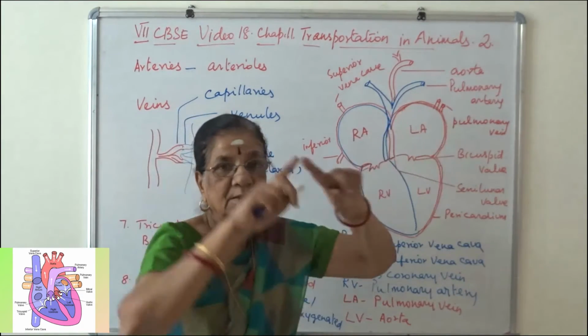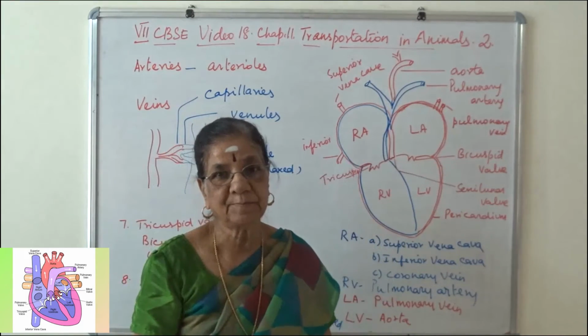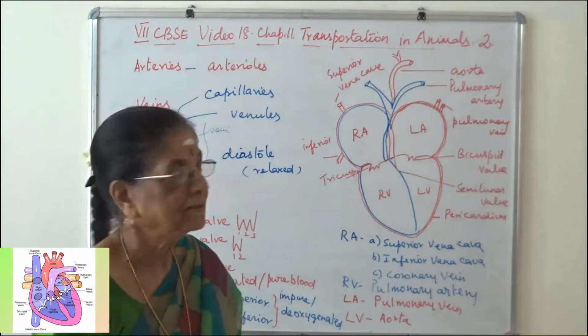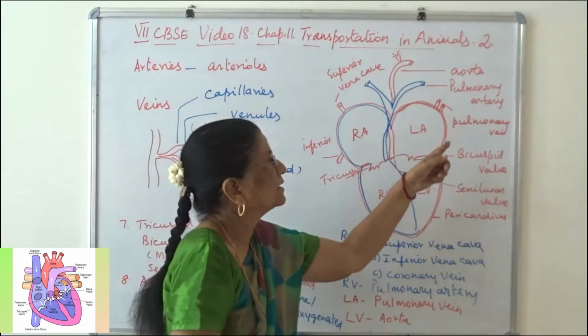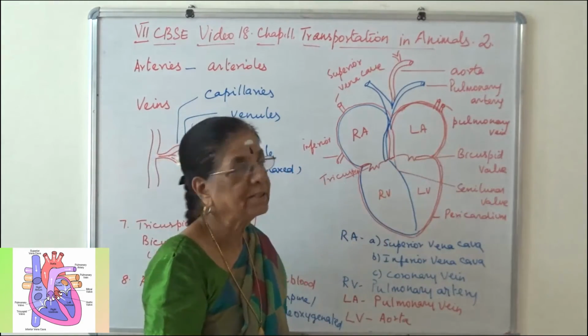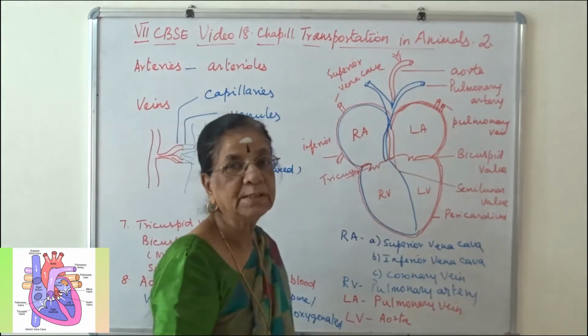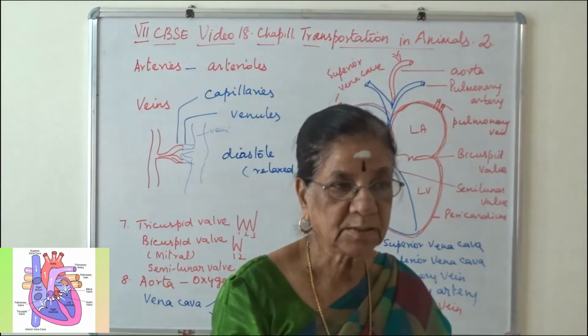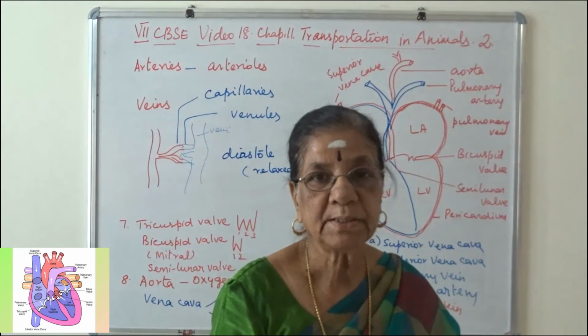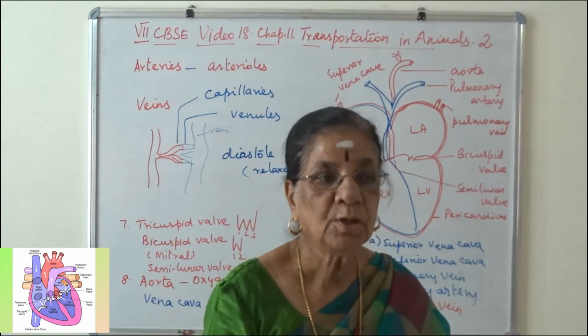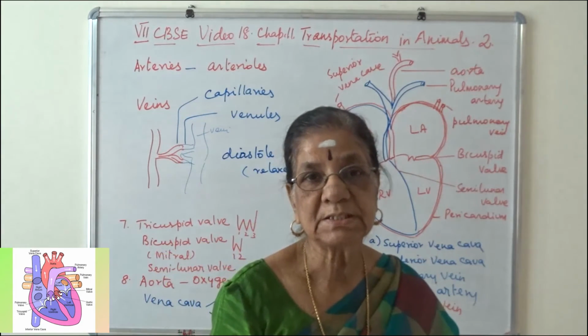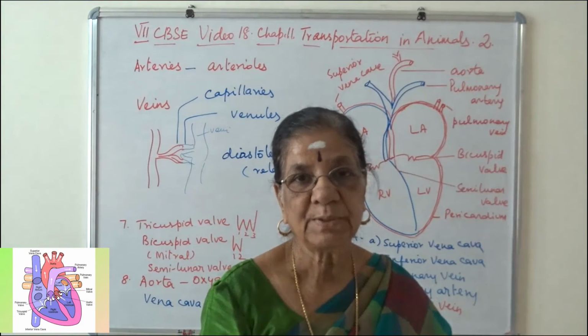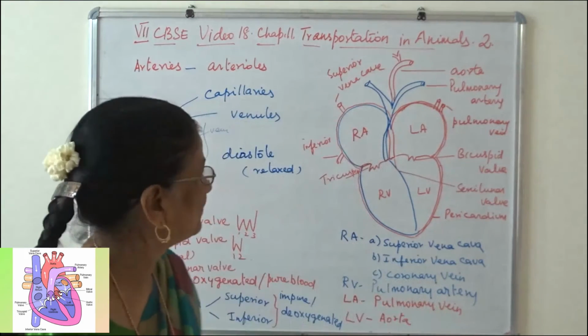Right and left lung. So it reaches the lungs through the pulmonary artery for purification. The impure blood has carbon dioxide. So when it reaches the lungs, the gases will be getting exchanged.